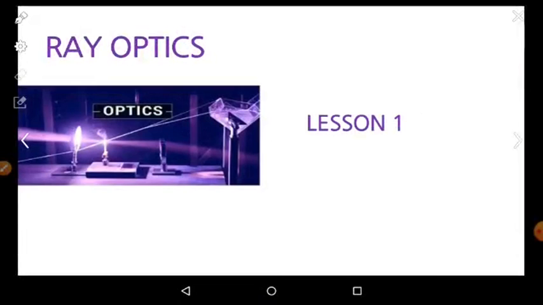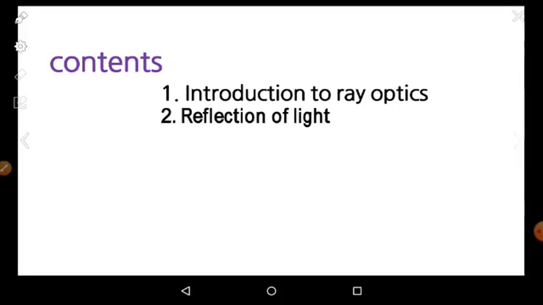Now, let us see what points are to be discussed in this lesson. We are going to discuss 2 points in this lesson. The introduction to ray optics. In this point, we are going to discuss what is ray optics, what are the applications that are going to be studied, and what are the properties of the light rays. And also, one of the properties of the light ray, reflection of light.